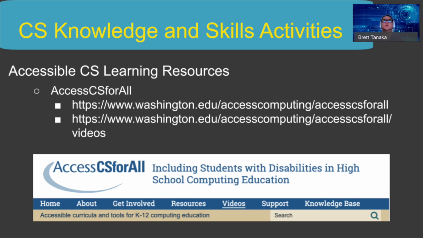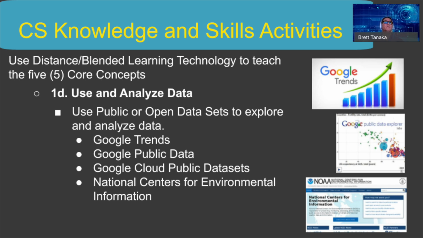For accessible computer science learning, the Access CS for All site focuses on increasing the successful participation of students with disabilities in K-12 computer science education. There are resources and videos for a variety of disabilities, including but not limited to visually impaired, hearing impaired, reading-related disabilities, etc. Another strategy for teaching the data and analysis concept in a distance blended learning classroom is using public or open data sets to explore and analyze data online. Here's a list of different data sets: Google Trends, Google Public Data, Google Cloud public data sets, and the National Centers for Environmental Information.